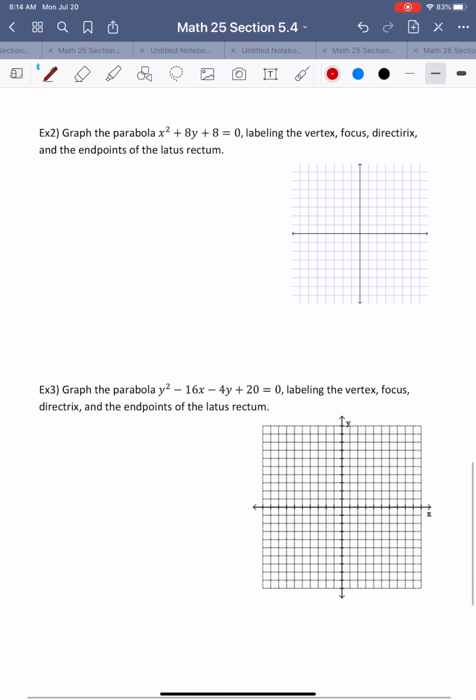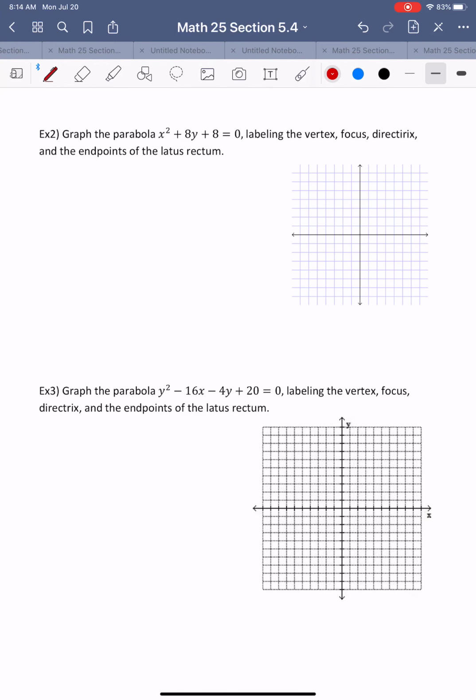So graph the parabola x squared plus 8y plus 8 equals 0, labeling the vertex, focus, directrix, and the endpoints of the latus rectum. Okay, so I already showed you how to do this. The points on the graph at the focus level, we call the endpoints of the latus rectum.